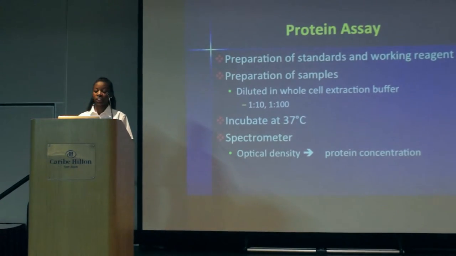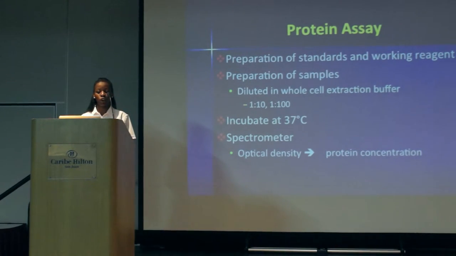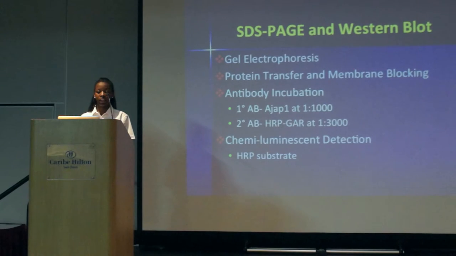We prepared our standards using the Pierce BCA protein assay protocol as a guide. In doing this, 100 microliters of this newly made solution was added to 2 milliliters of working reagent in order to make our standards. Our samples from the 3 types of mice were also diluted in whole cell extraction buffer at concentrations of 1 to 10 and 1 to 100 for a total of 6 samples in all. The samples were incubated at 37 degrees Celsius for 30 minutes. Following the incubation, they were placed in a spectrometer to measure the optical density that would then be translated into protein concentration. Next, our proteins were diluted in loading buffer and loaded into gel along with the protein standards.